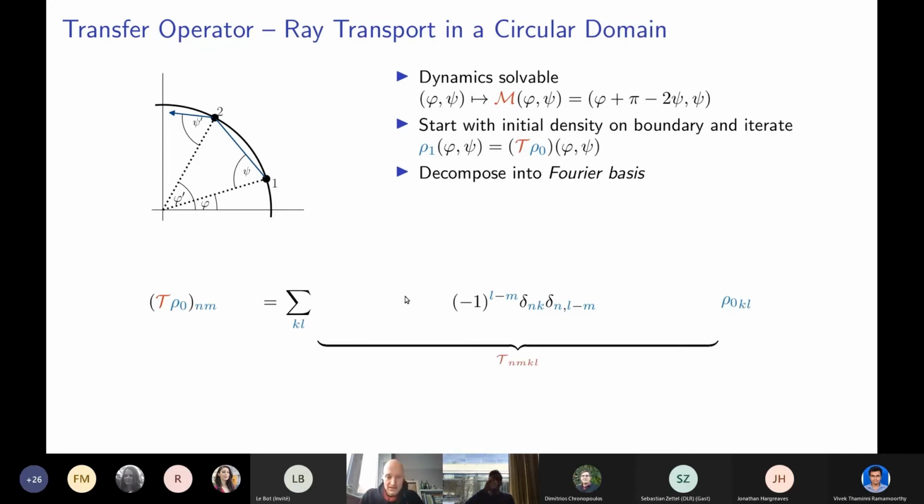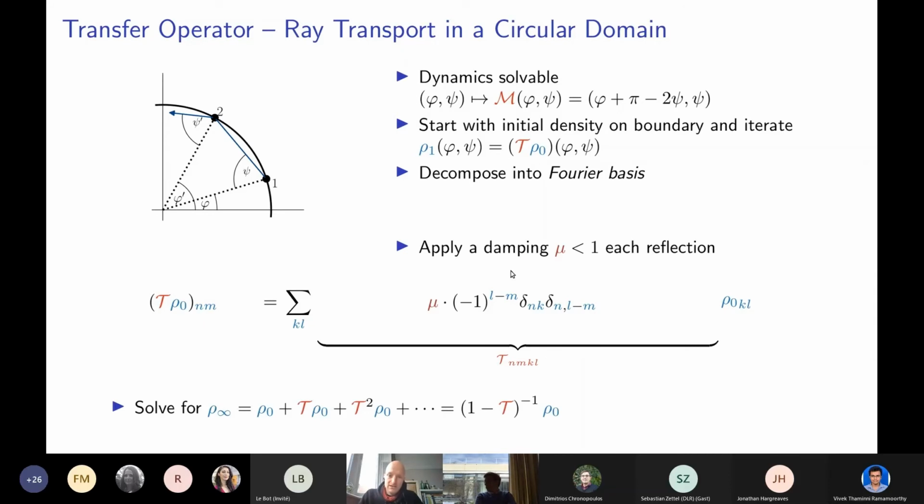Again, we can give this a nice name. We call it tau, but this time we give it four indices, N_m, they come from the left-hand side, and K_l, they come from this sum and the initial density. And we have to, again, apply a damping factor of mu on each reflection in order to allow us to calculate this infinite sum. Once we have this damping factor here, we can actually rewrite this infinite sum as the inverse of this operator here.